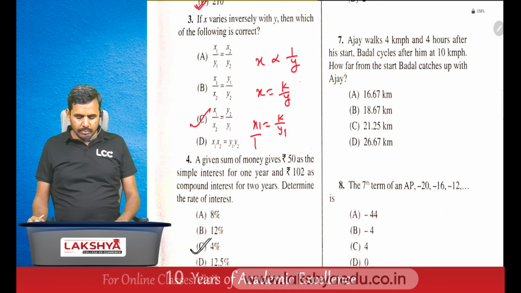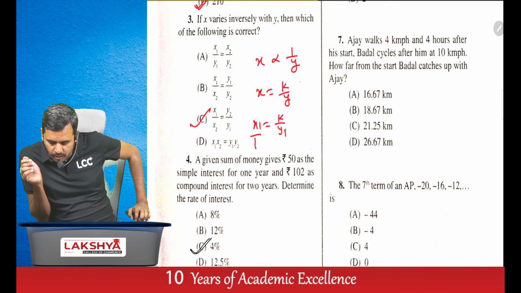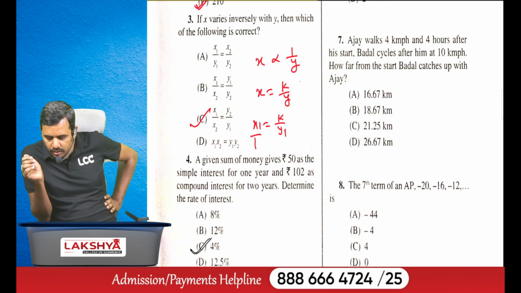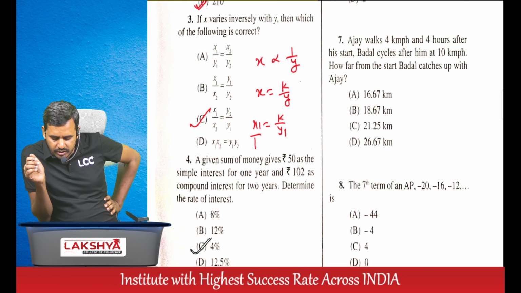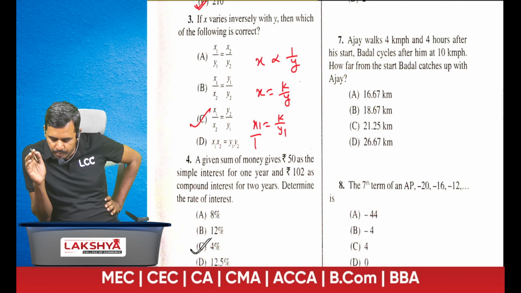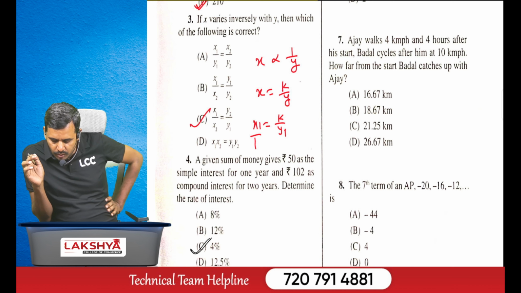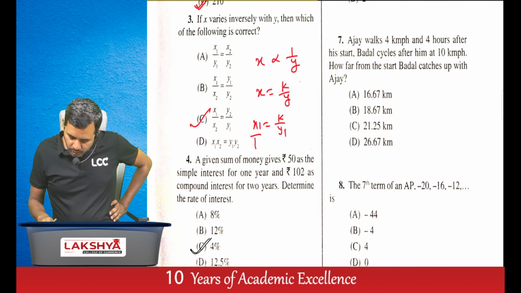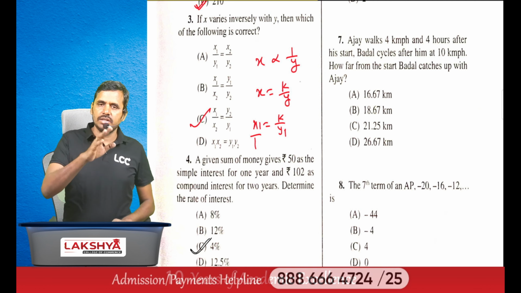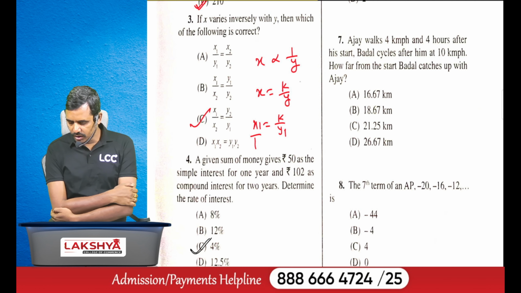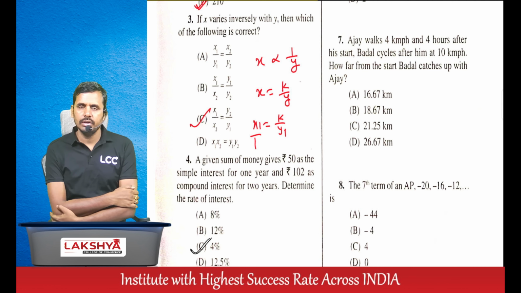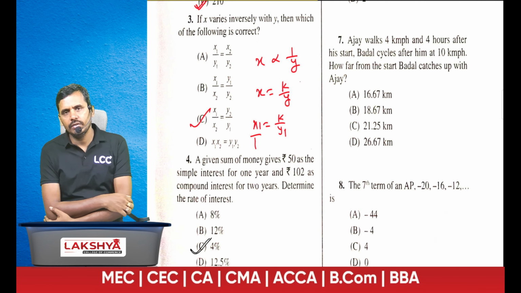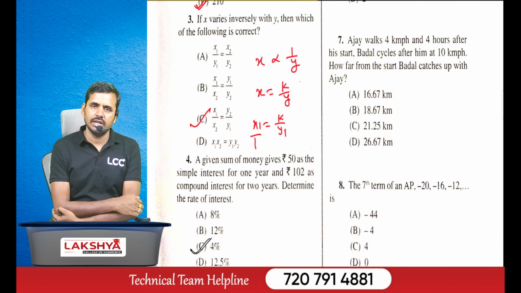Next, see problem number 7. Ajay walked at 4 km per hour. After 4 hours from his start, Badal cycles after him at 10 km per hour. How far from the start does Badal catch up to Ajay? Actually, initially Ajay starts at a speed of 4 km per hour, and after 4 hours another person starts, right?